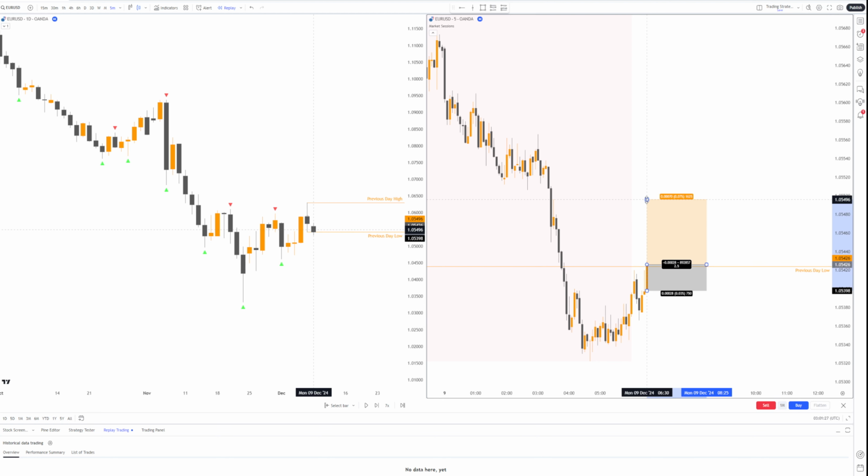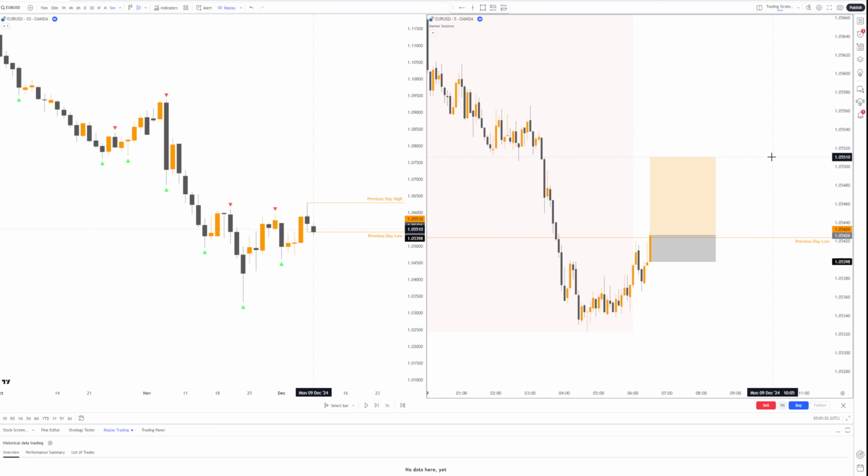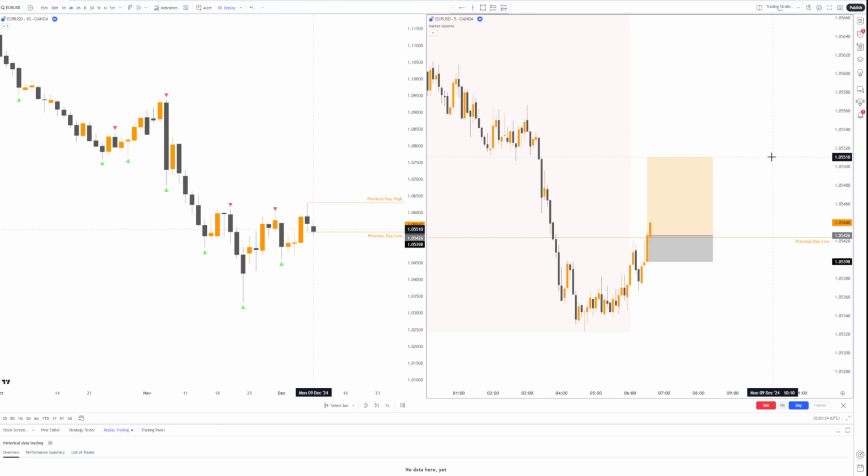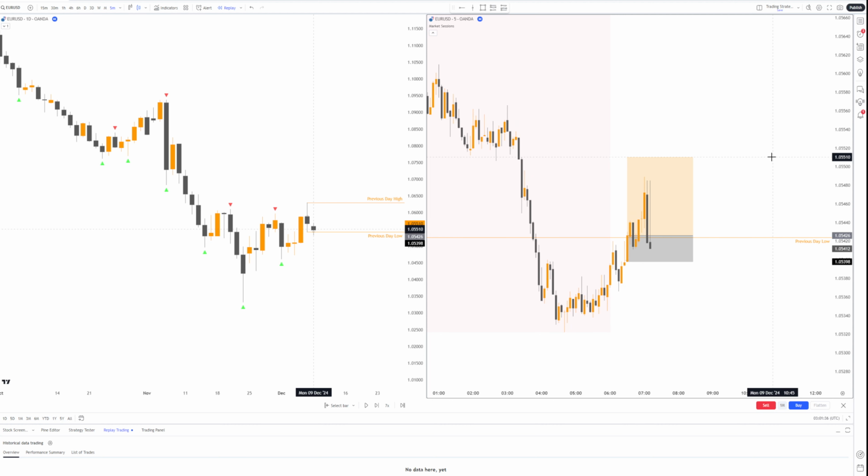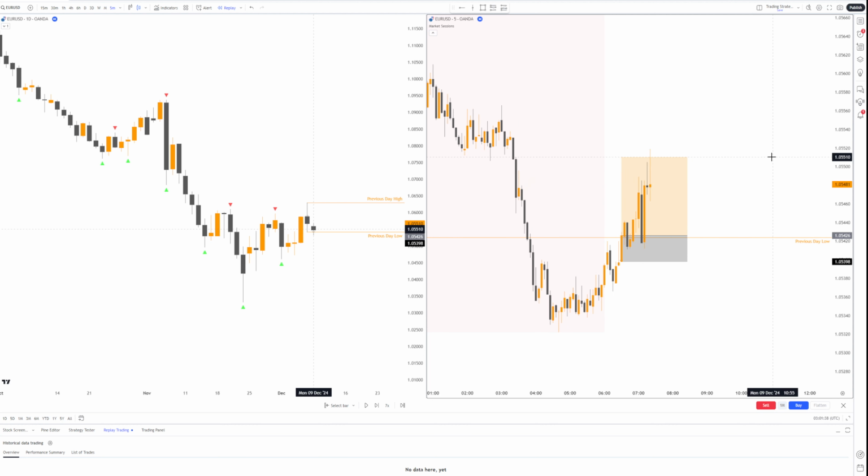and then we're going to aim for a 3-to-1. Okay, let's see what happens. Okay, we had a bit of drawdown and we've hit TP.